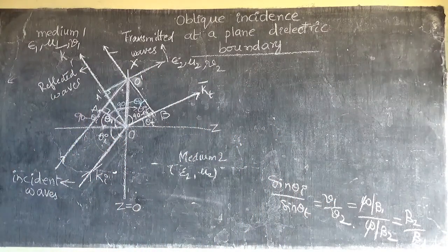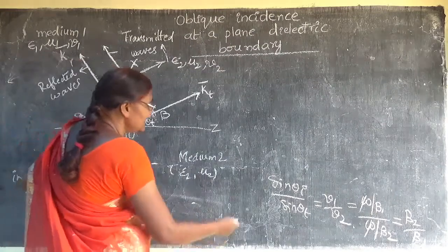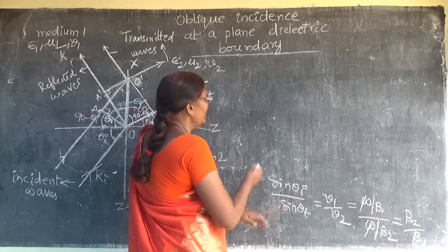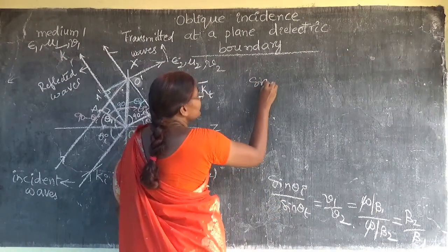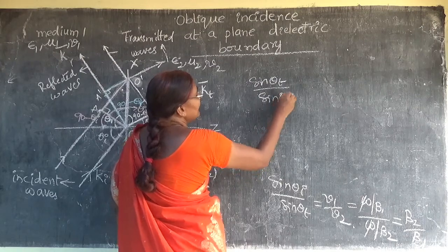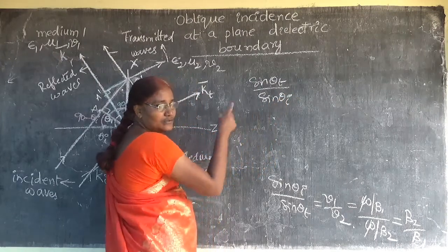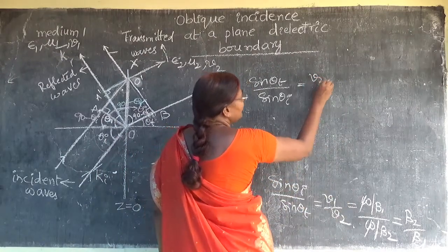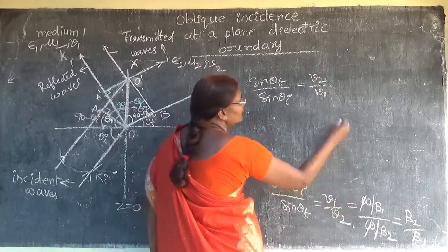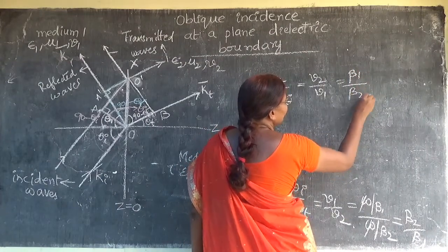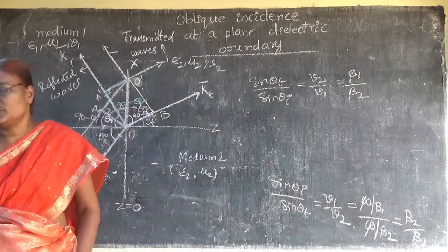General ga antaku mundu anything with respect to incident wave consider cheyadam manaku alavadu. So I can reverse this. Sin theta t by sin theta I with respect to sin theta I. This must be equal to reverse avutayani. V2 by V1, that must be equal to beta 1 by beta 2. So ee rendu vachinayi.